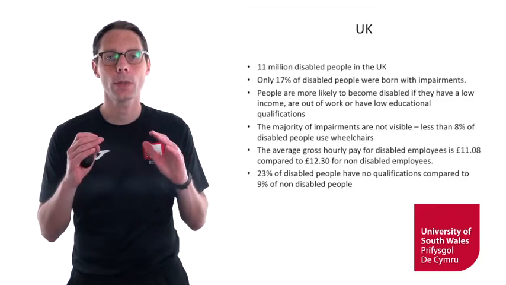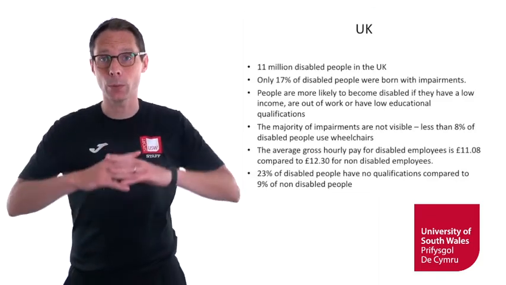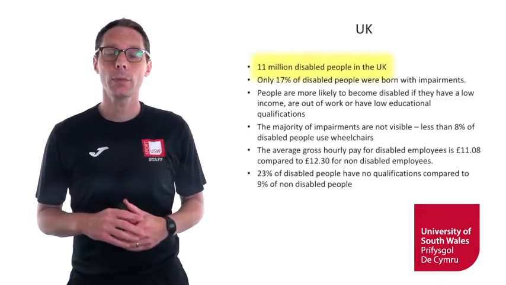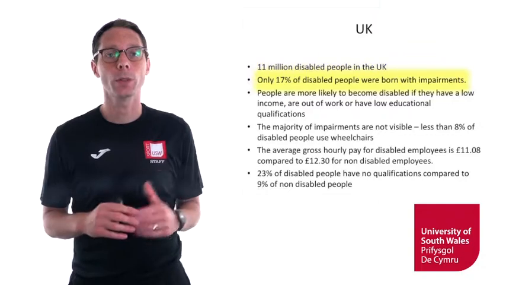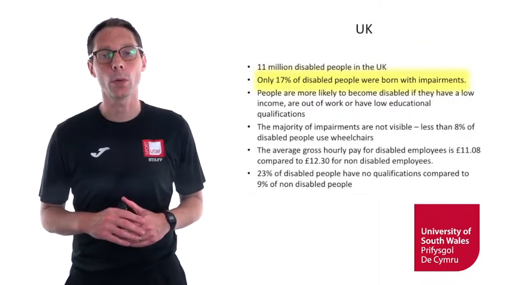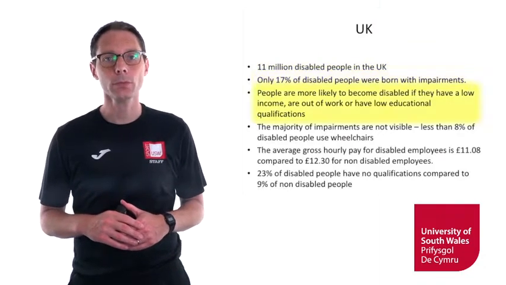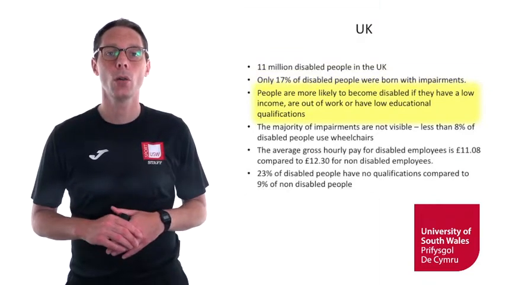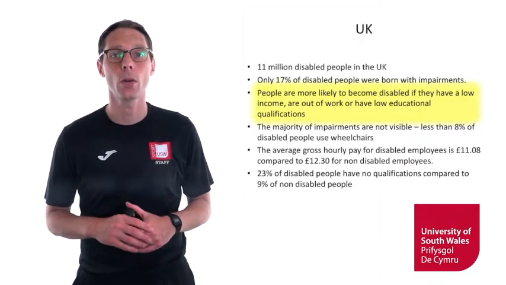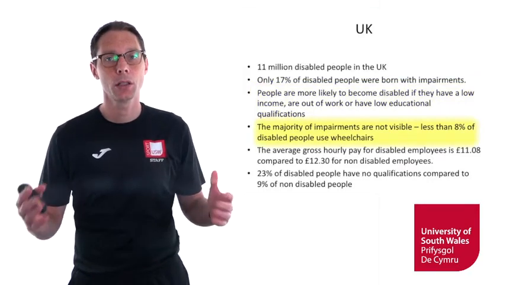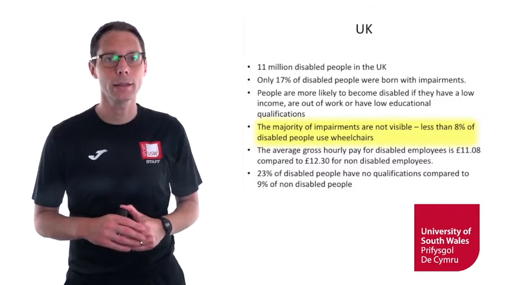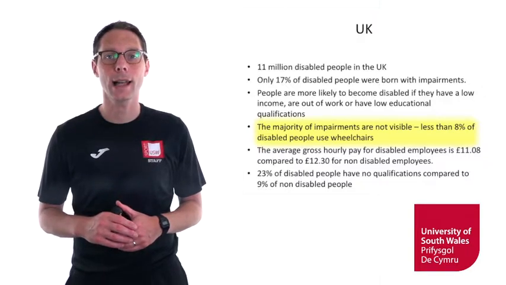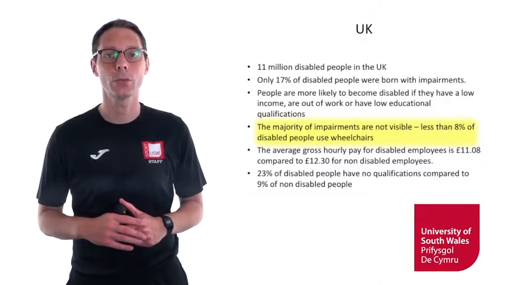Okay, some context now for disabled people in sport across the UK. There are almost 11 million disabled people in the UK, with only 17% of disabled people born with their impairments. People are more likely to become disabled if they have a low income or are out of work or have low educational qualifications. You may want to consider why that is. The majority of impairments are not visible. Less than 8% of disabled people use wheelchairs.